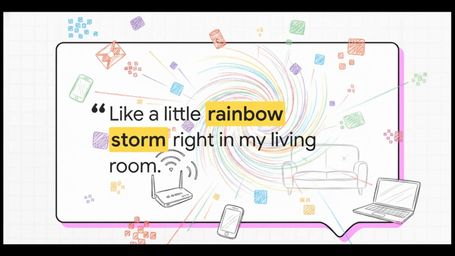If we could somehow magically see all these radio frequencies swirling around the room while we sat on the couch watching videos, what would it look like? Well, you'd see millions of little packets of data, pixels, and colorful frequencies drifting through the air from your router to your phone. It would kind of look like a long exposure photograph in slow motion. As our source beautifully puts it, it would be like a little rainbow storm right in my living room.